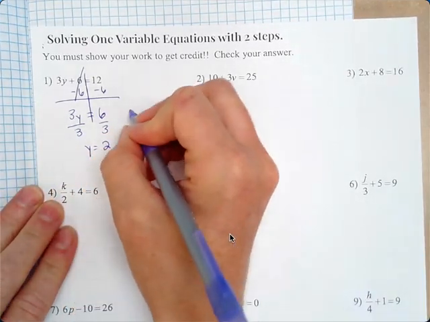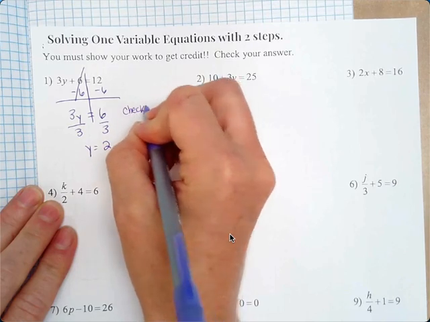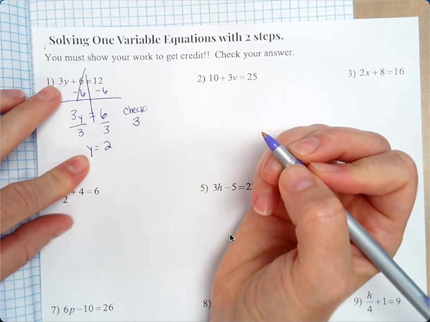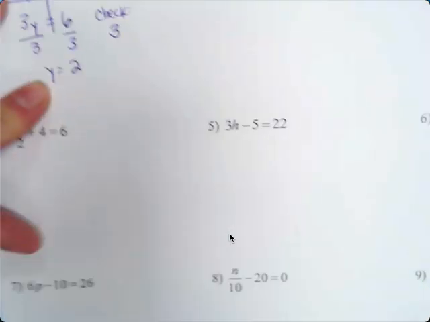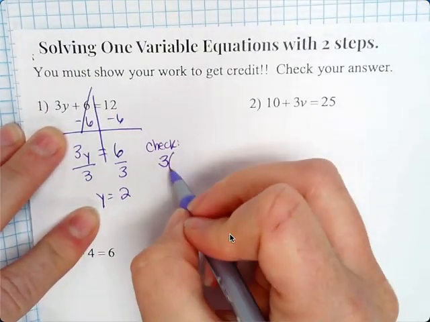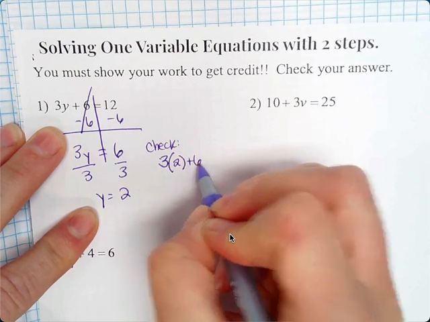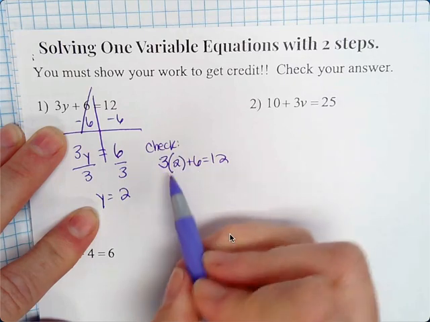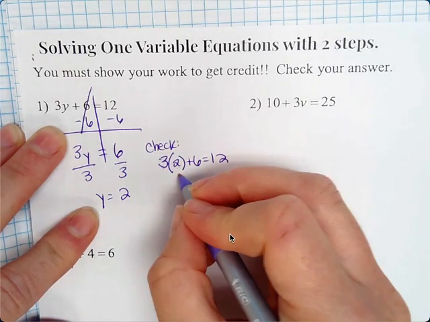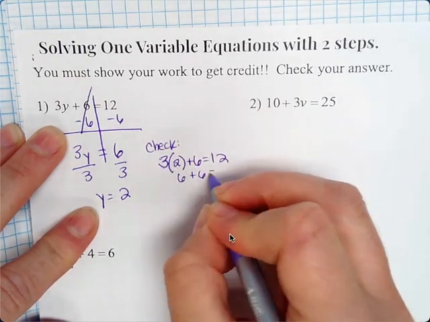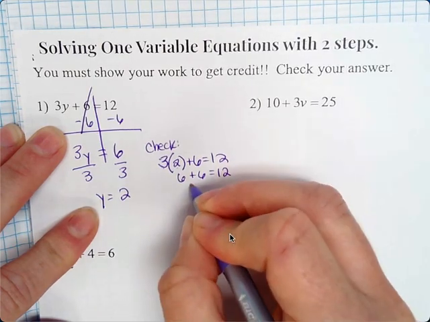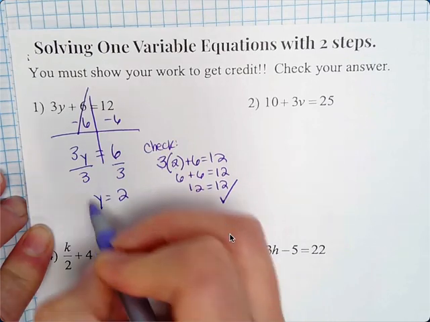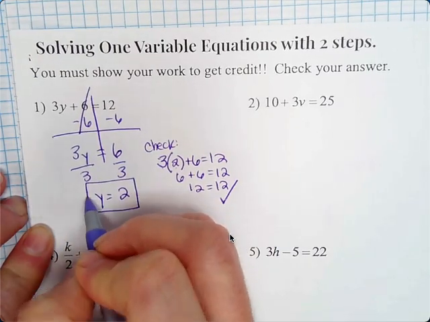And then to show checking, I'm going to write the word check. And then I'm going to substitute in. I'm going to rewrite the equation, but instead of writing y, I'm going to write a 2. So 3 times parentheses 2 plus 6 equals 12. And I'm going to see if that is true. 3 times 2 is 6 plus 6. 12 equals 12. So that is my check. And I'm going to put a box around my answer.